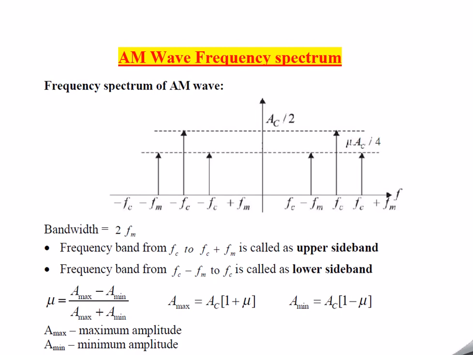So in the previous session, we understood in detail what is the AM wave and what is a baseband signal, how the AM wave is generated, and how the AM wave looks after mixing the carrier signal and the information signal or message signal. So in this session, we will try to understand the AM wave frequency spectrum. Okay, how the frequency spectrum of an AM wave looks like, and we will try to analyze the spectrum also.